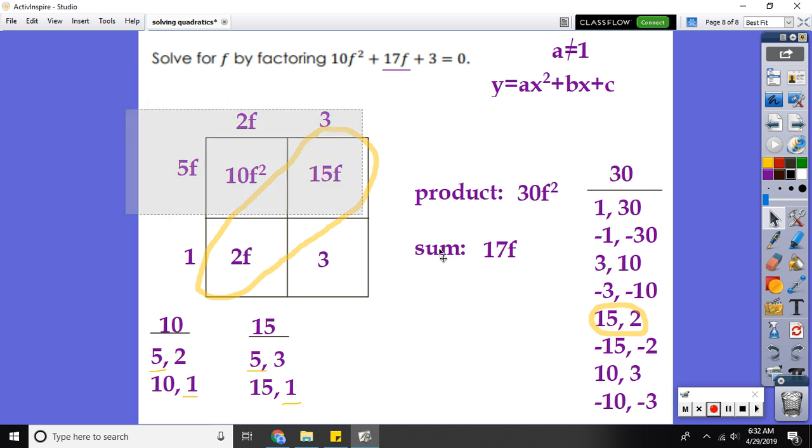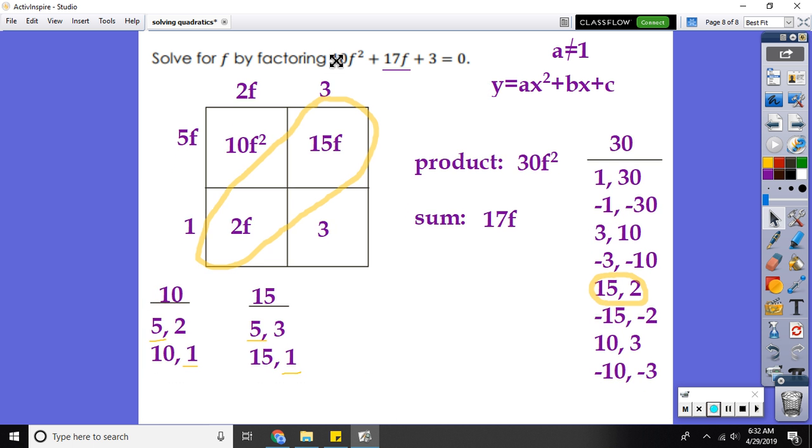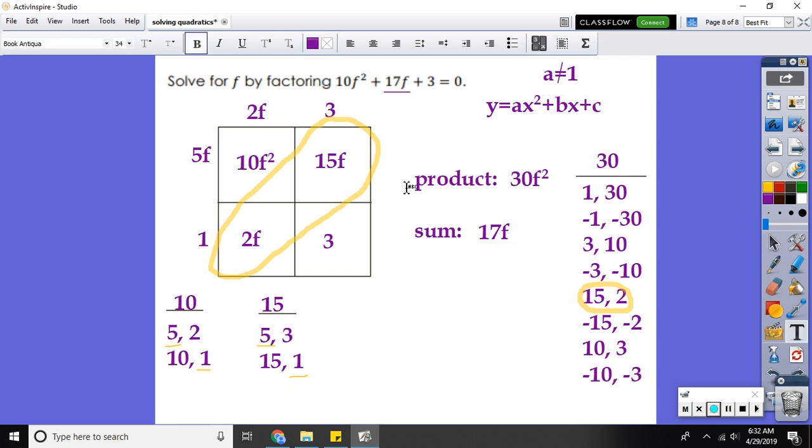So that is the tool that I use to factor, but my actual factors I have to write out. That's what's along the sides here. The GCFs are the terms that I would use to create my binomials that are factors. So down here on the left I have 5F and it's a positive one, so that would be 5F plus 1. And then my factors along the top are 2F plus 3.